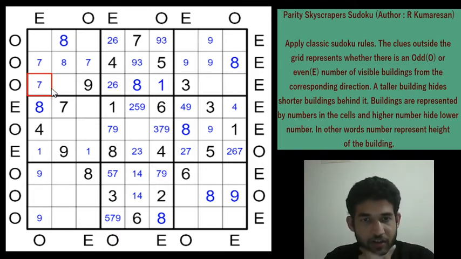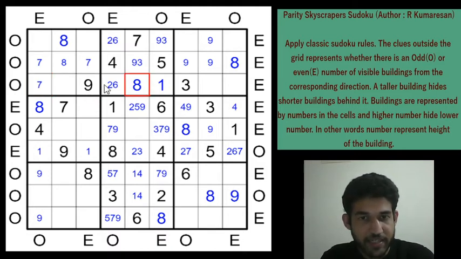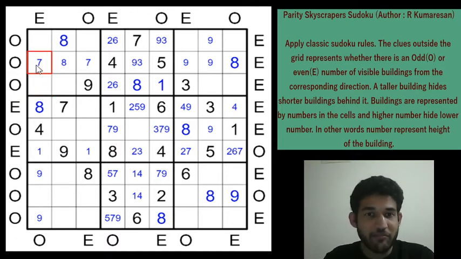Can you have a 7 in row 3 column 1? No, right? Because you will see only the 7 and the 9, because the 8 is hidden behind the 9. So if you have a 7 here, this building will be hidden and you will see only 2 buildings. So 7 can be eliminated from row 3 column 1. And 7 can also be eliminated from row 2 column 1.